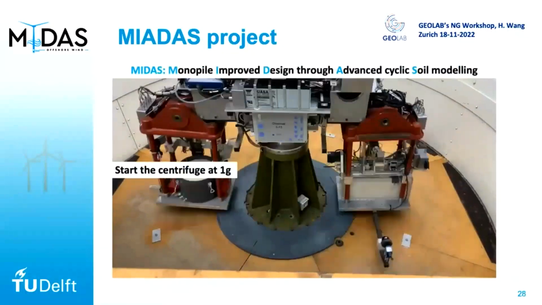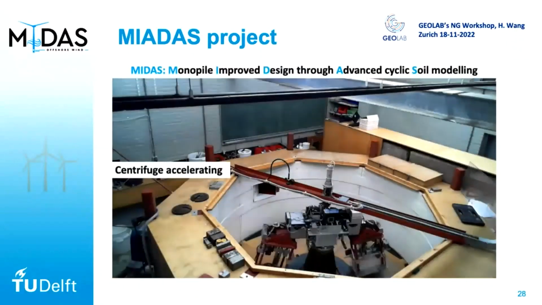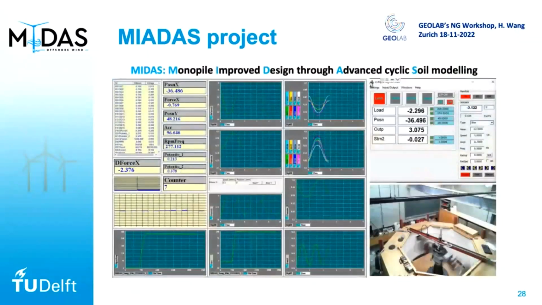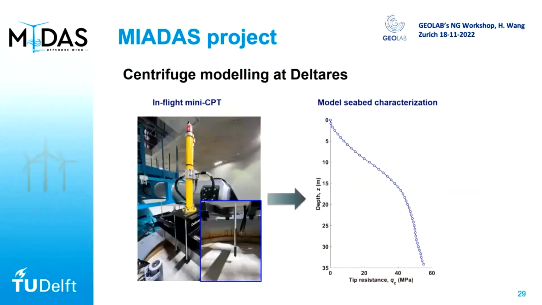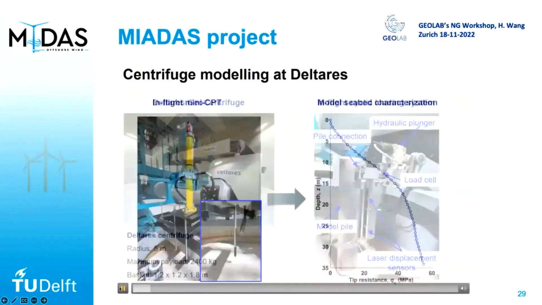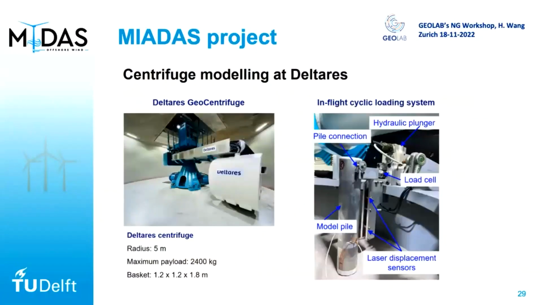So this is a very short video showing you how the centrifuge at TU Delft is running. We prepare it at 1G, and at 100G it is really spinning very fast. And we can apply our cyclic loading and read all the data from strain gauges, the force and displacement, which allows us to back analyze the results. And here is the typical result at the Terrace. Maybe one thing to point out is, as you can see, for each centrifuge you always need to design the setup, as Hoff already, I think, mentioned yesterday.